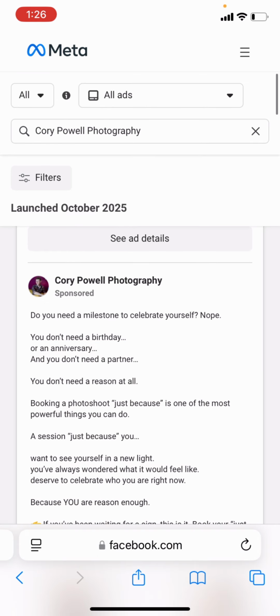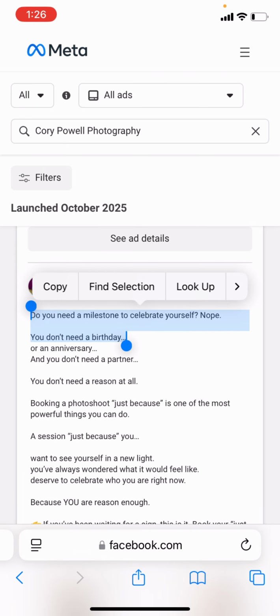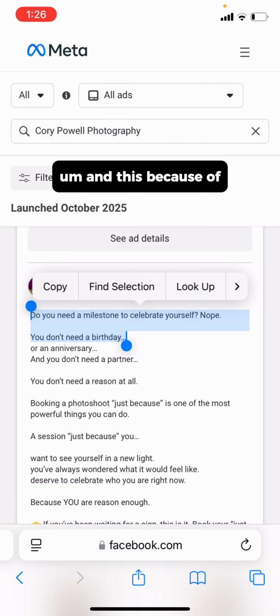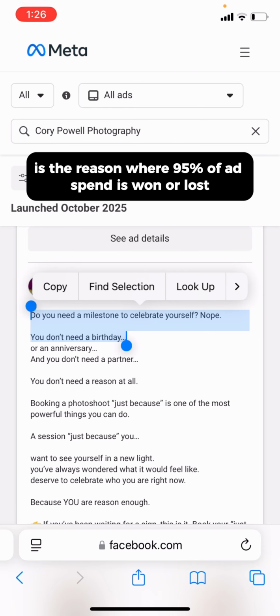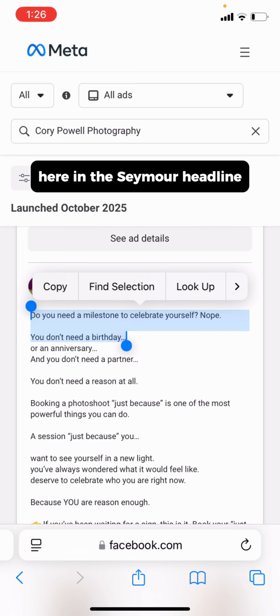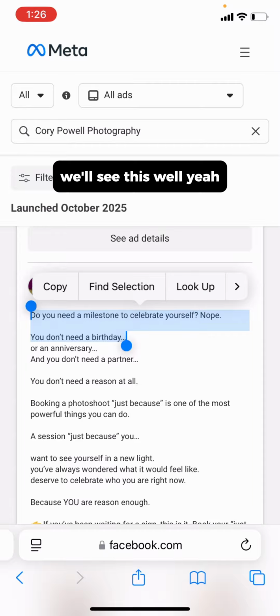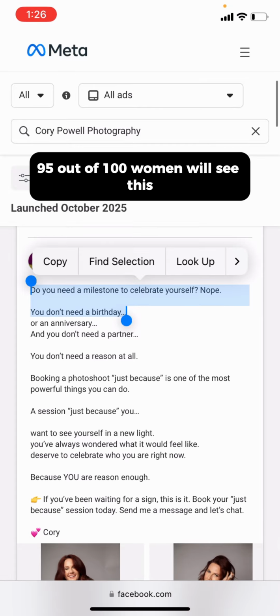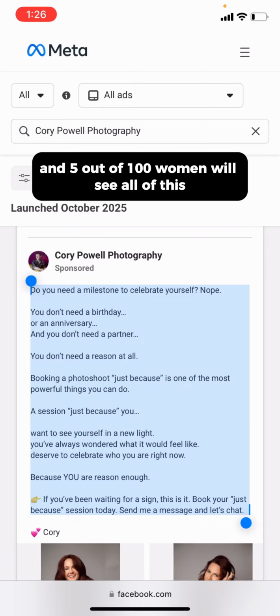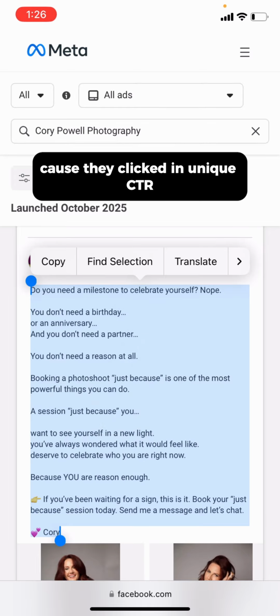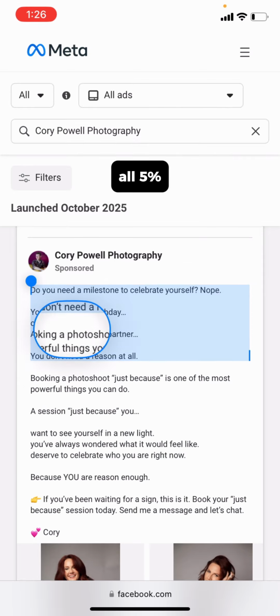So, boom, see more headline. This is where we focus, and because of this, this is the reason why 95% of ad spend is won or lost here in the see more headline, because 95 out of 100 women will see this where it's highlighted, and 5 out of 100 women will see all of this because they've clicked, in unique CTR all of 5%.